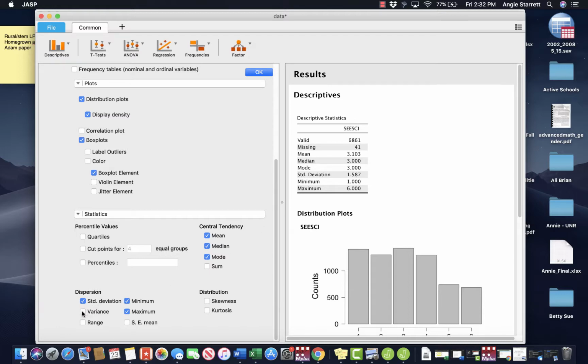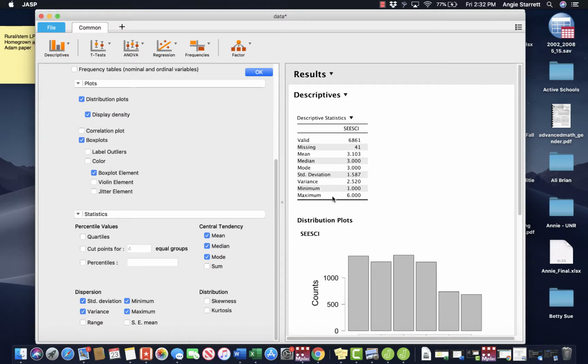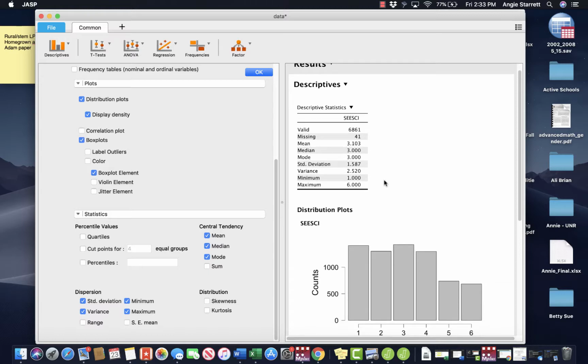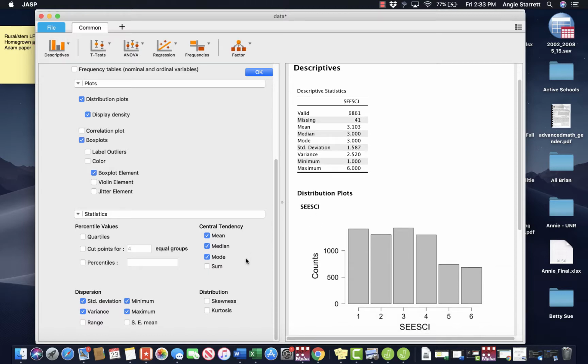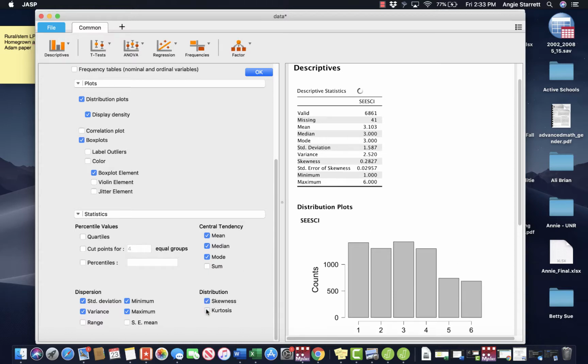All right, we could certainly have the variance too. All right, so here's our variance, 2.52. But as I mentioned in the measures of variability video, variance is in squared units. So this would be 2.52 in the squared Likert scale, which doesn't make sense to us, and so it's absolutely impossible to interpret a variance number.